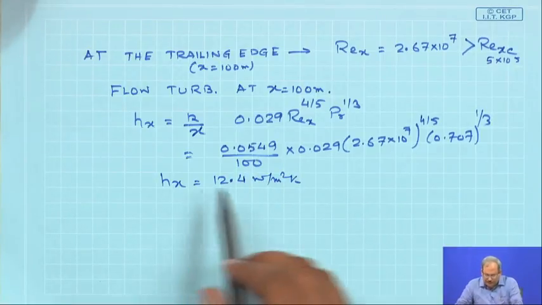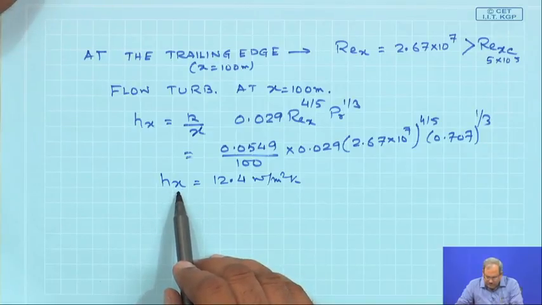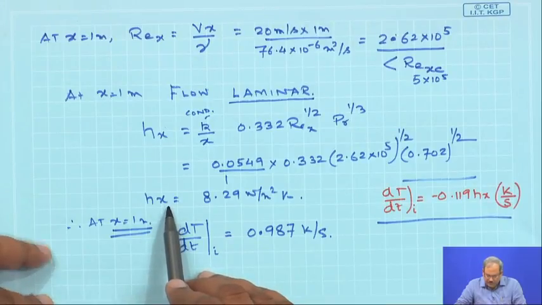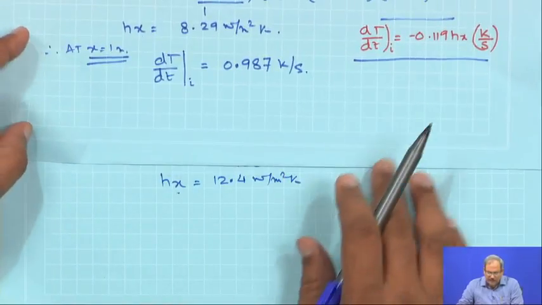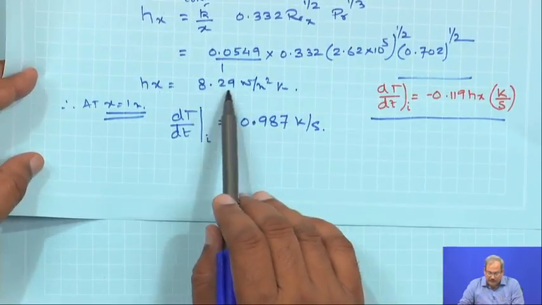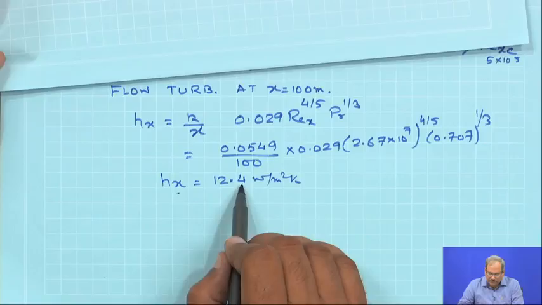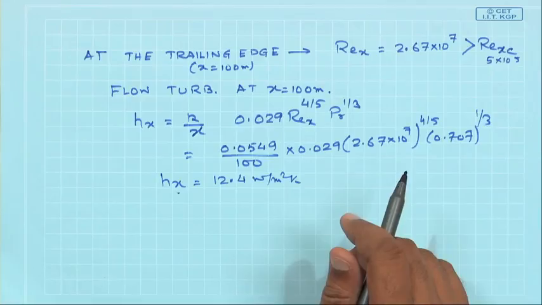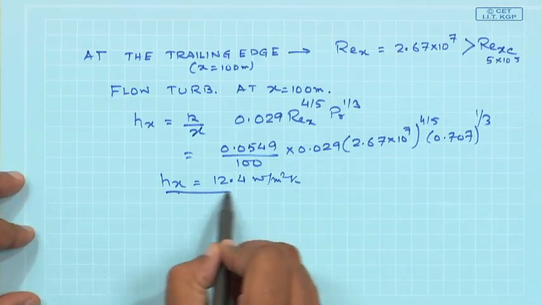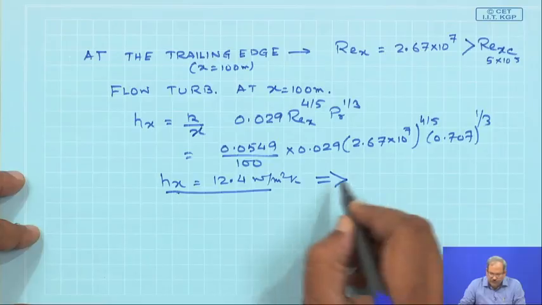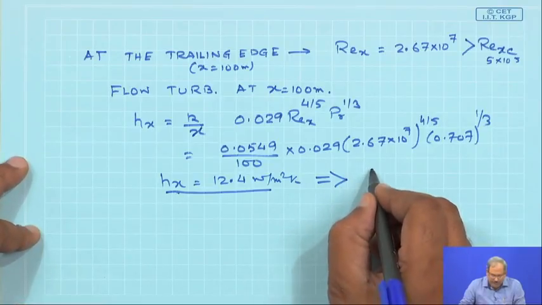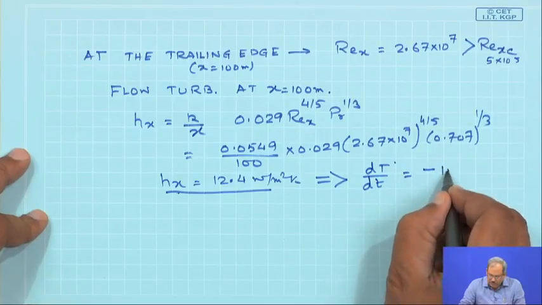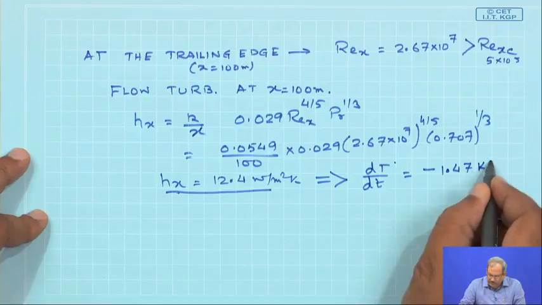So, if you compare this value of Hx, which is in turbulent flow, with that which you have obtained at 1 meter, which is in laminar flow, you can see that in one case the value is 8.3, the other case it is 12.4. Therefore, it is consistent with our understanding that with increase in turbulence, the value of Hx is going to be more, and with the relation that we have already obtained, this dT by dt is going to be equal to minus 1.47 Kelvin per second.